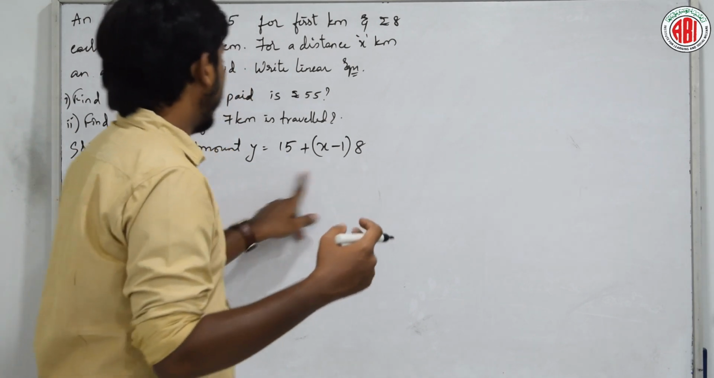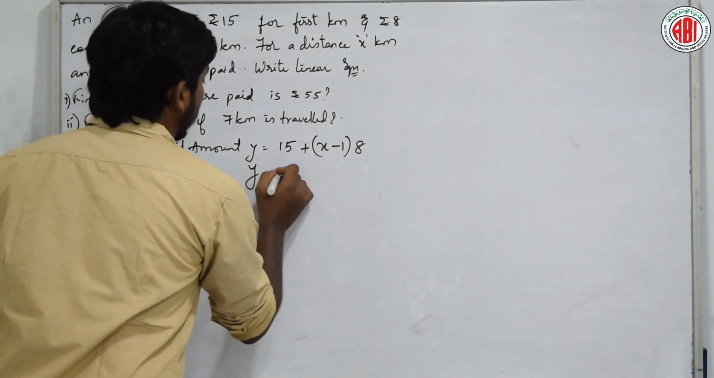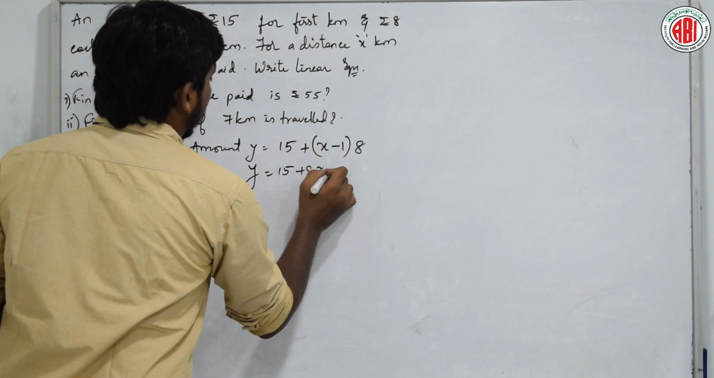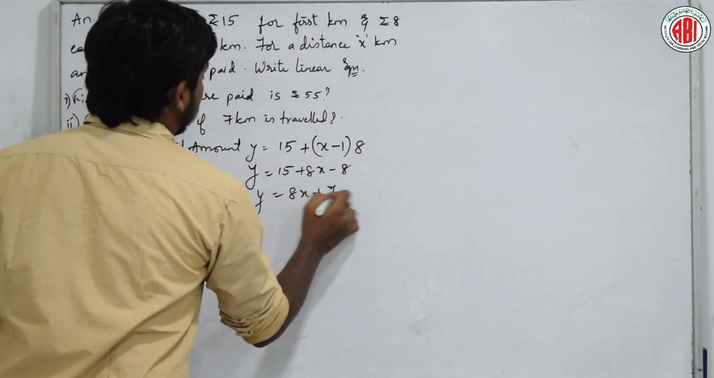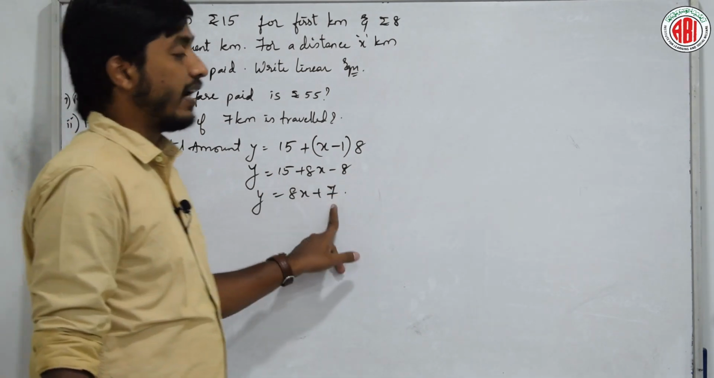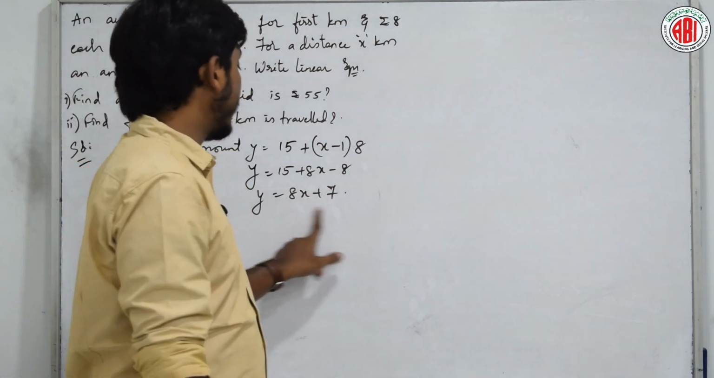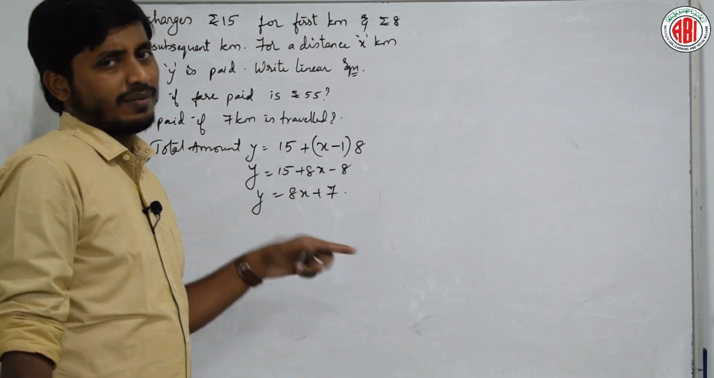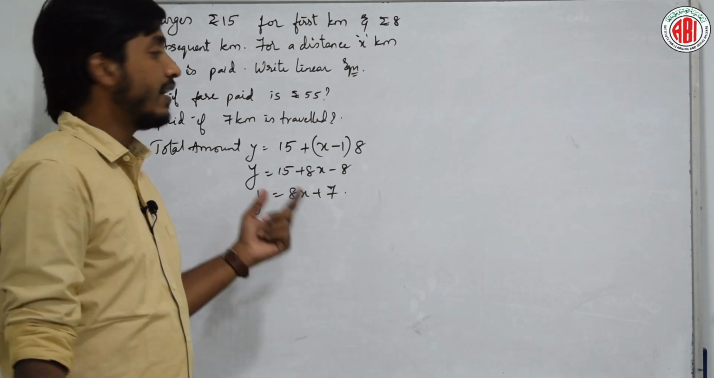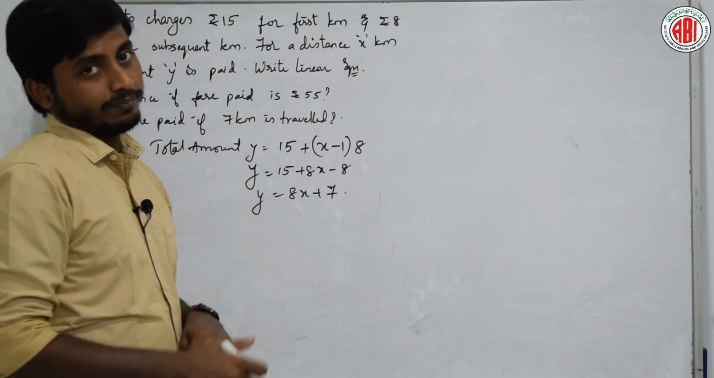Clear? Let us simplify this. 15 plus 8x minus 8. Therefore, y is equal to 8x plus 7. Clear? 15 minus 8 is 7. This is a linear equation in two variables. Here y is already equal to something, so let us substitute the values of x and find the values of y.